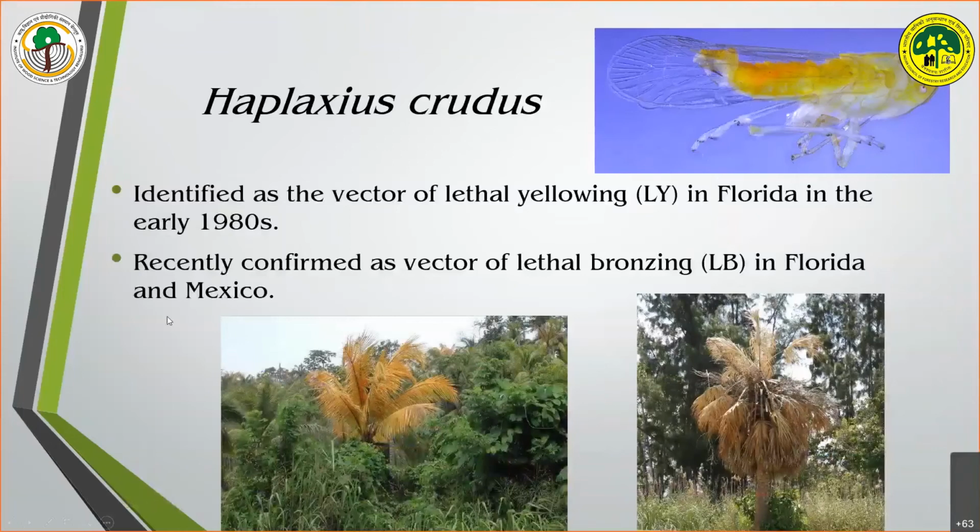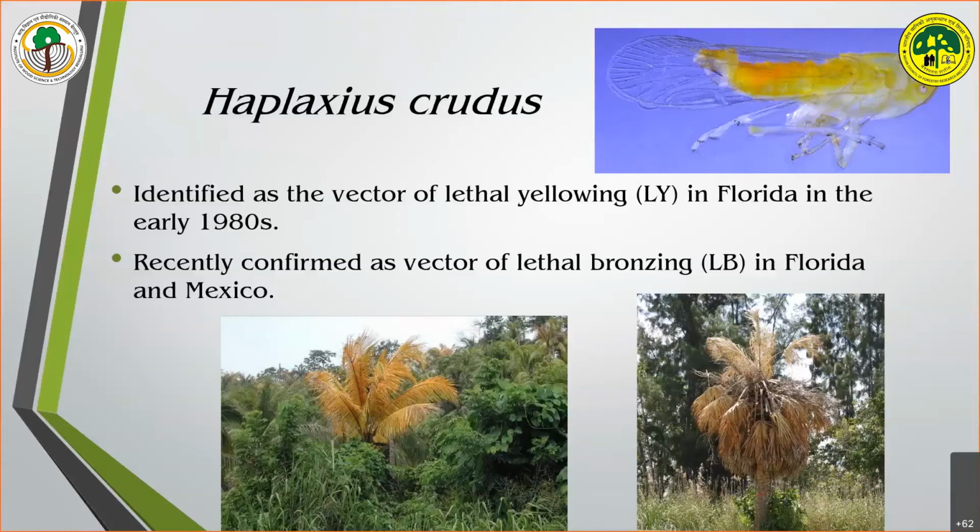So as I mentioned, my main interest in this is with regard to their relationship to insect vectors. Now, in the 1980s, this insect here, Haplaxius crudus, which is a cixiid planthopper, was documented as a vector of lethal yellowing, the subgroup A phytoplasma. And recently, we've gotten evidence, both from our research here in Florida, but also studies out of Mexico, that it also transmits the subgroup D phytoplasma.